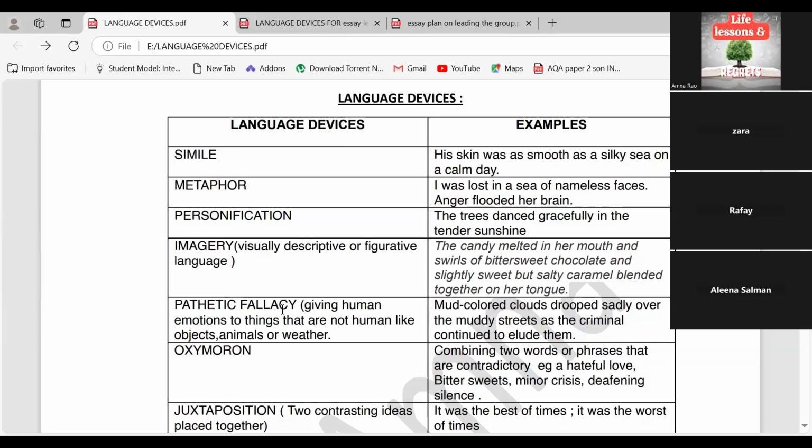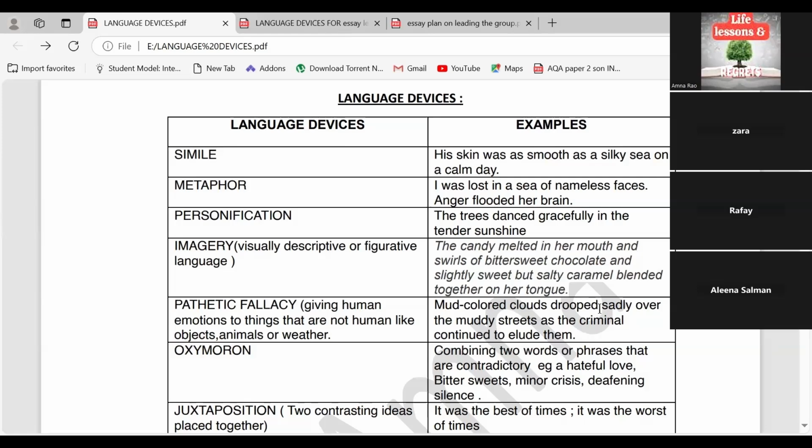Pathetic fallacy, for example, if you are describing, if you are happy, the weather should have lots of sunshine. ठीक है, bright rays may be flooding, shafts of sunlight, they are flooding the room, right? And it should be a sunny day, right? Whenever you are sad, the weather should be gloomy. Maybe the clouds, for example, look at this example. Mud-colored clouds drooped sadly over the muddy streets as the criminal continued to elude them. Now, mud-colored clouds drooping sadly over the muddy streets. So they are drooping sadly. The clouds are sad.